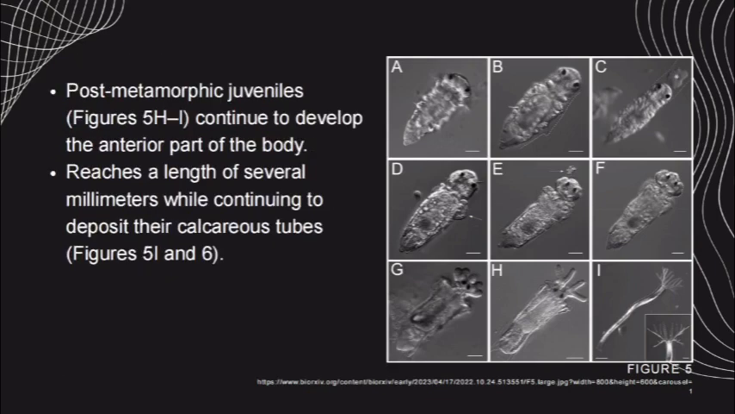So, post-metamorphic juveniles, figures H to I, continue to develop and the anterior part of the body, developing the operculum and main radioles for feeding on the branchial crown, as you can see in figure I, in 10 to 14 days. Within a week after the transformation, they reach a length of several millimeters while continuing to deposit their calcareous tubes, as you can see in figure 5I.